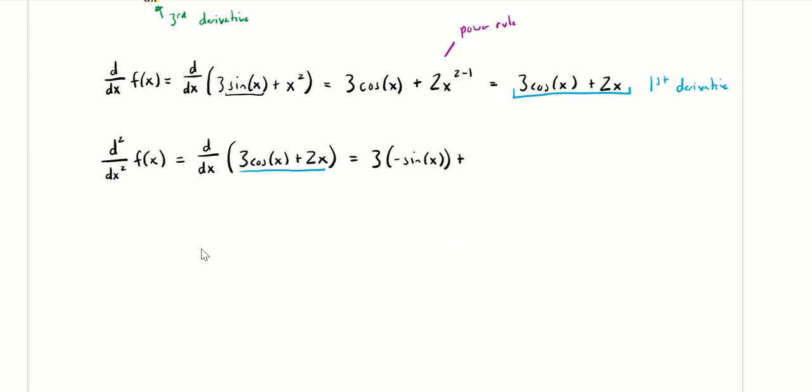plus, and again here I can either use the power rule or I can remember constant times x. The derivative of a constant times just plain old x is going to be the constant, so this is just going to be plus 2. So rewriting that, making it a little bit prettier, negative 3 times the sine of x plus 2. That's my second derivative.